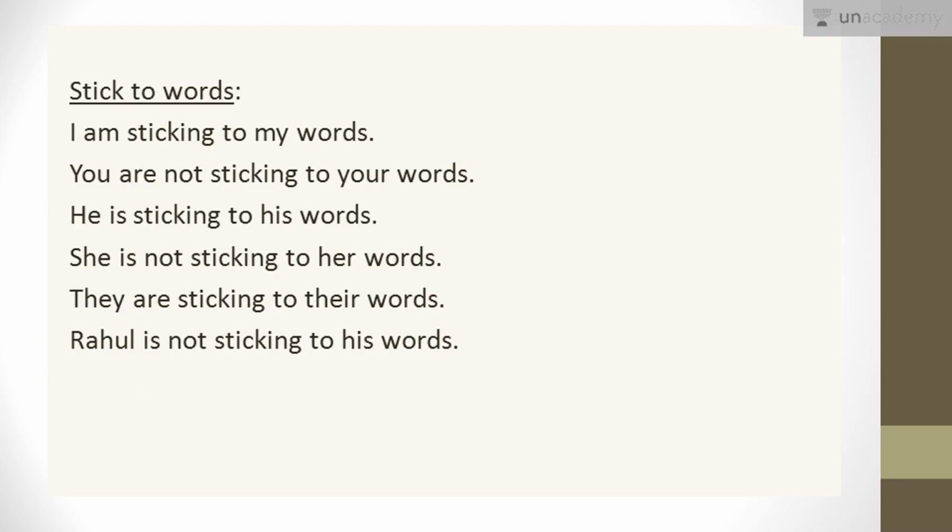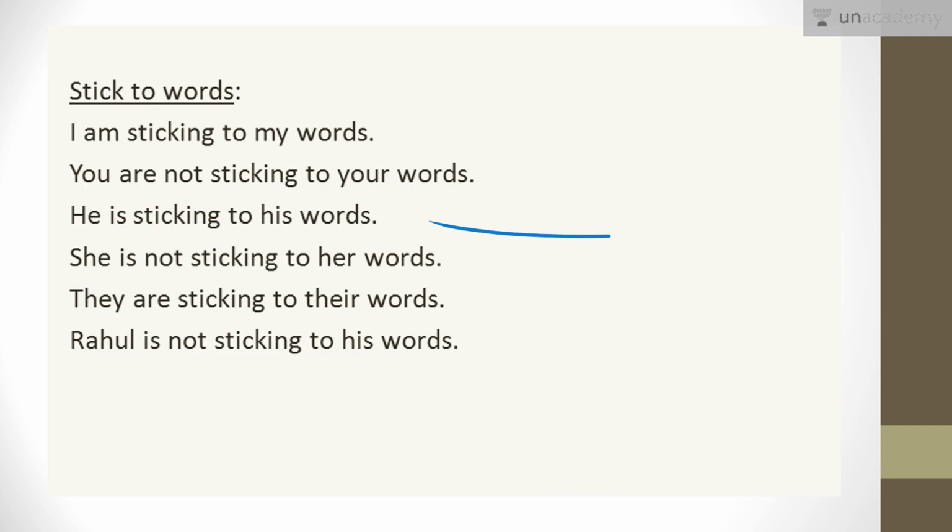Okay. Now I have stick to words. अपनी बात पर कायम रहना, sort of. Stick to words. तो I am sticking to my words. You are not sticking to your words. He के साथ he is sticking to his words. Now you can just see I am sticking to my words.